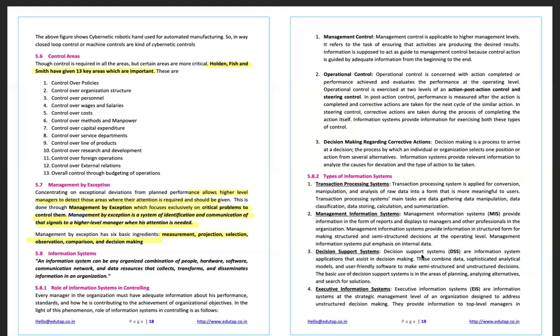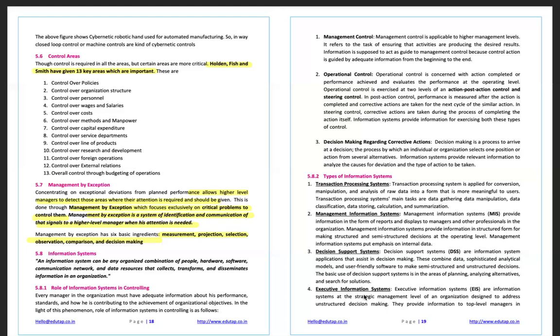डिसीजन सपोर्ट सिस्टम. So decision support systems, DSS, are information system applications that assist in decision making. These combine data, sophisticated analytical models, and user-friendly software to make semi-structured and unstructured decisions. ठीक है. तो ये कैसे डिफरेंट है? ये डेटा को कंबाइन करता है, sophisticated analytical models and user-friendly software to make semi-structured and unstructured decisions. The basic use of decision support systems is in the areas of planning, analyzing alternatives, and search for solutions.